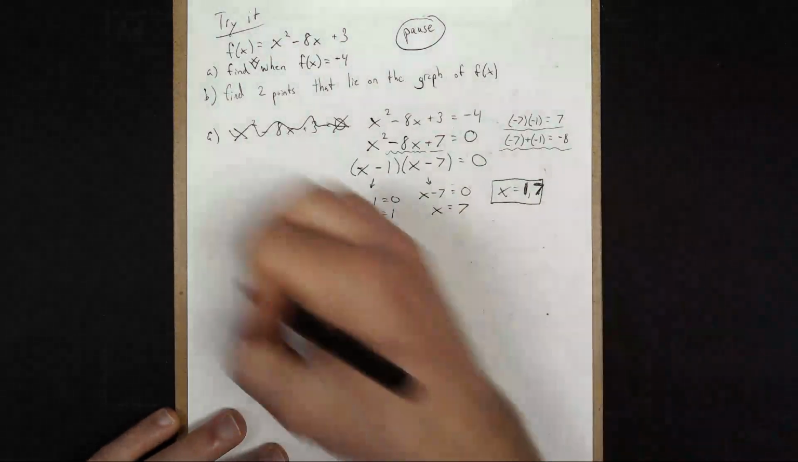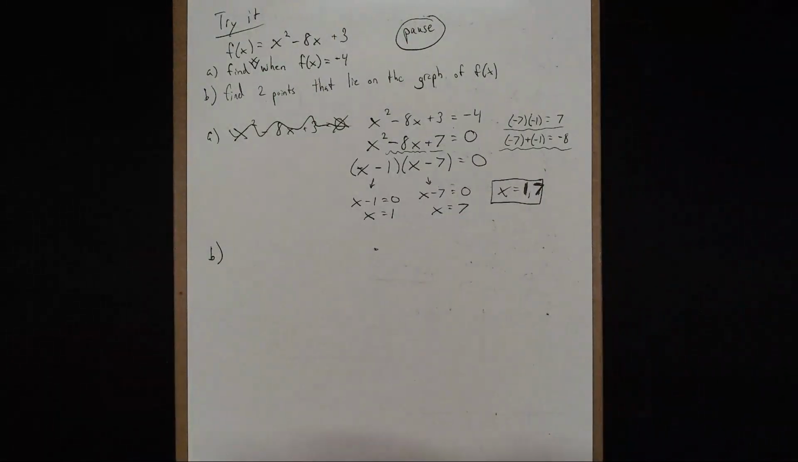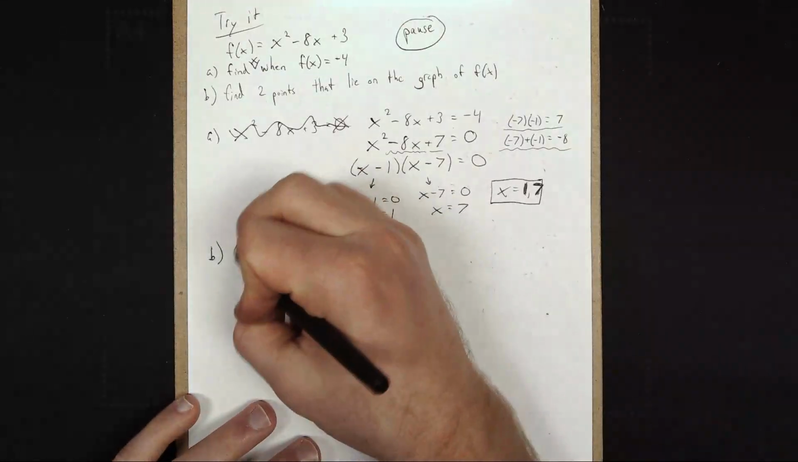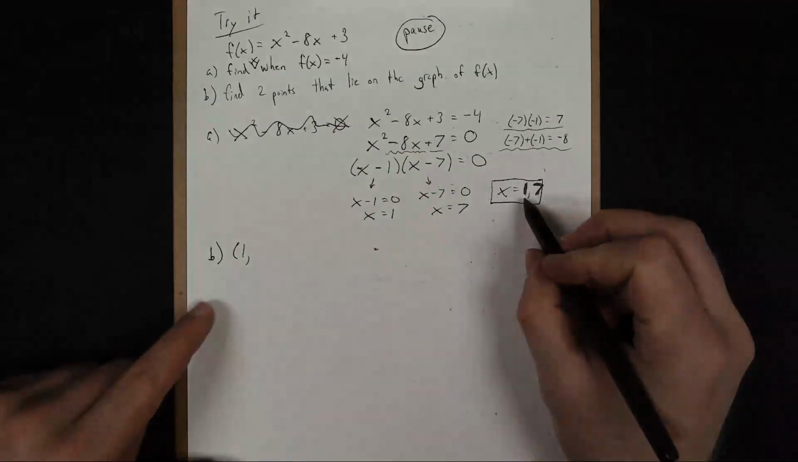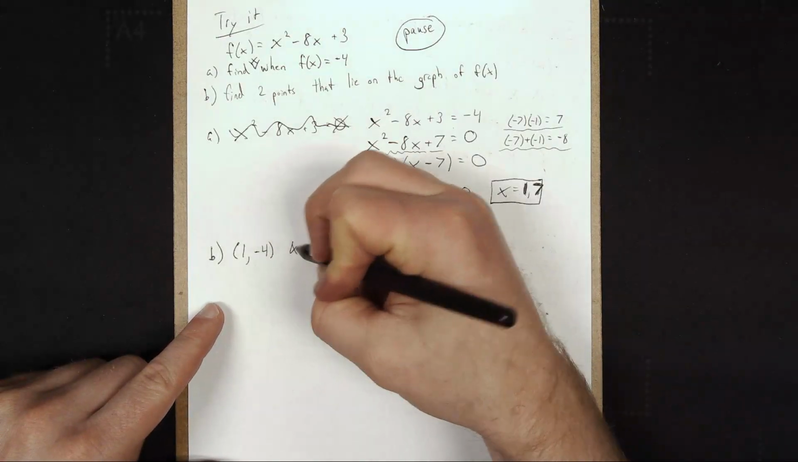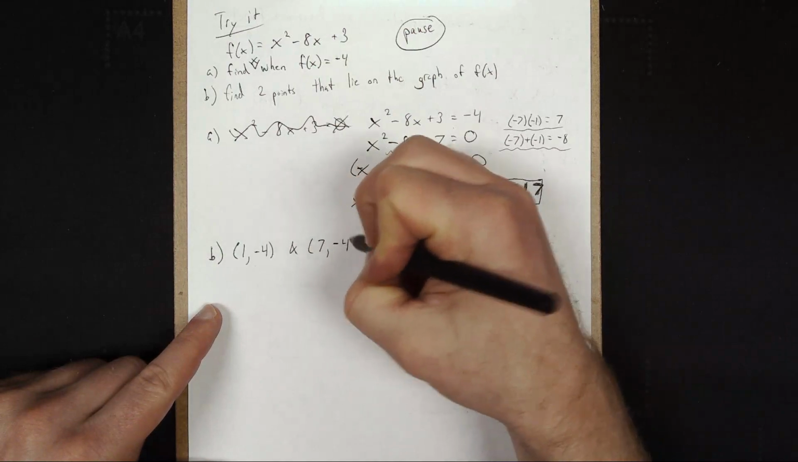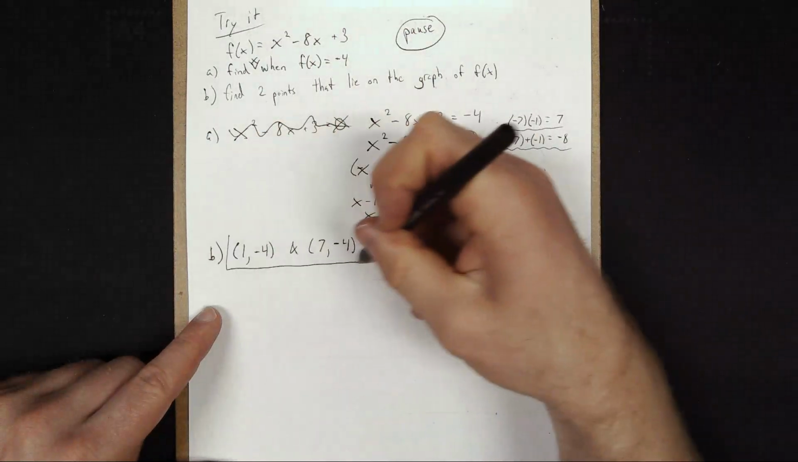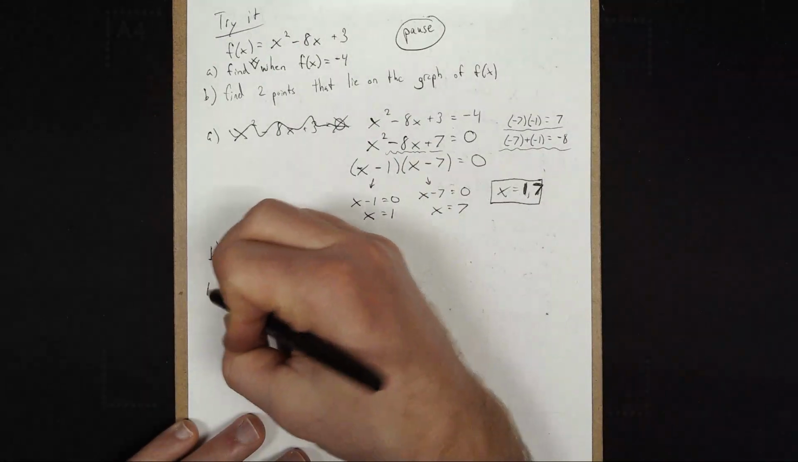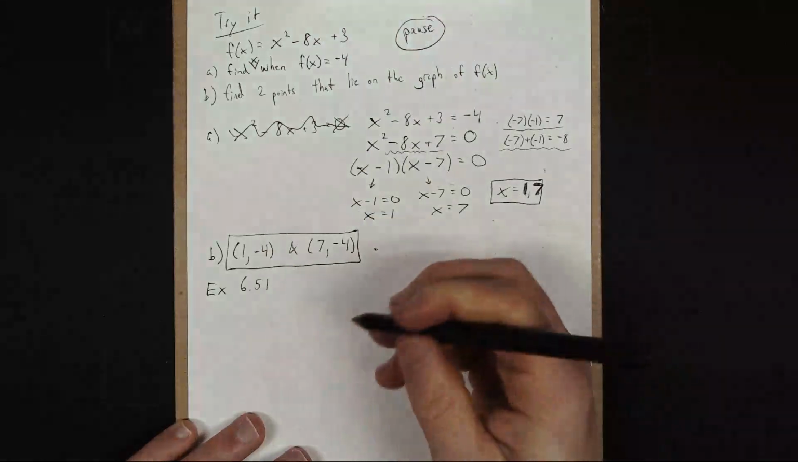All right, so for B, find 2 points that lie on the graph of f of x. Well, we learned last time we can just take these x values, and when we plug these in, we know we're getting negative 4 for a y value. So there's our 2 points. Okay. All right. Example 651. Let's do it.